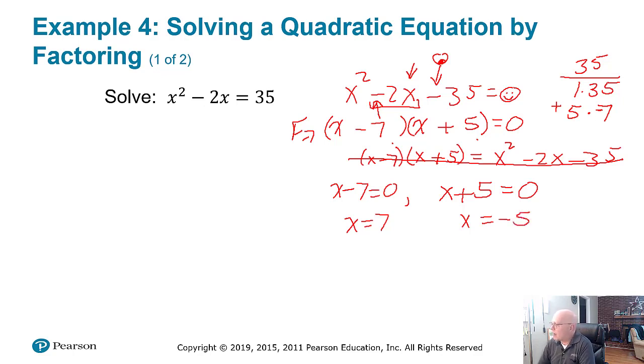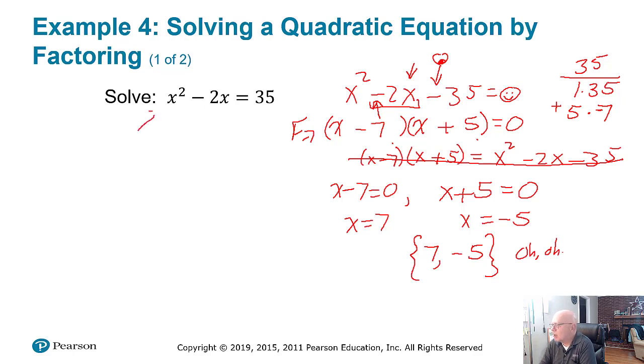Well, we've got two answers. We've got 7 and -5. If they're asking you for a solution set, the solution set includes 7 and -5, but we forgot something. We need to check that.